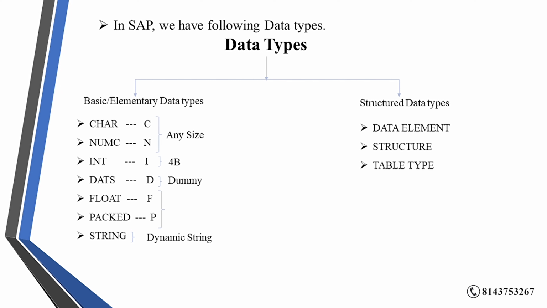But when we compare with other languages, here it is database independent. That's why the memory is allocated by the declarations part itself. There is no fixed size for each and every data type. Apart from these elementary data types, we also have some structured data types, called data element, structure, and table type. We will see the data types in SAP ABAP one by one.